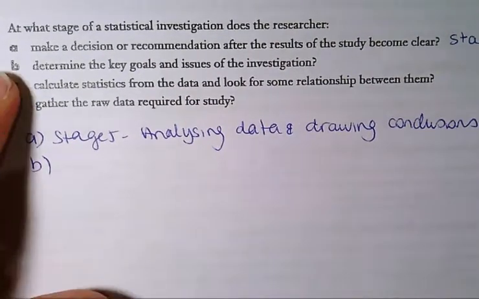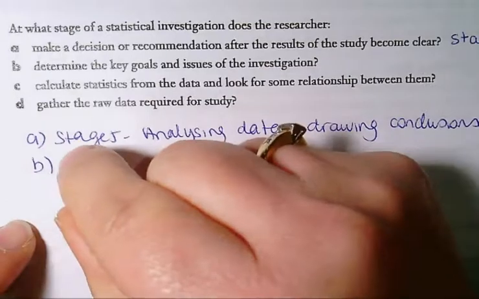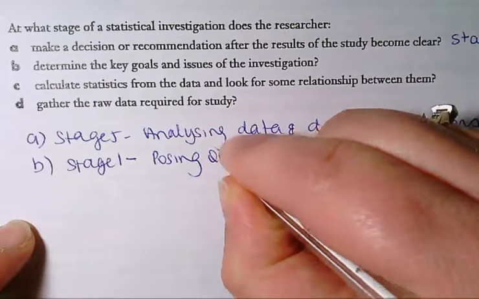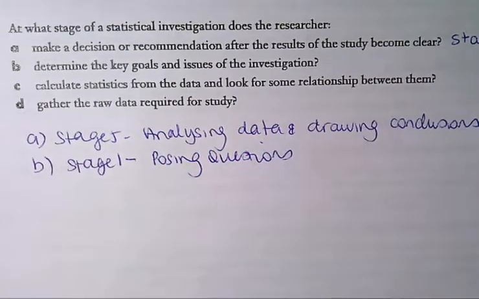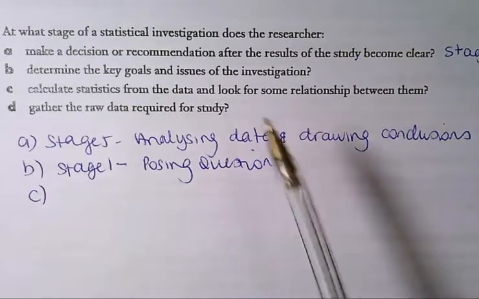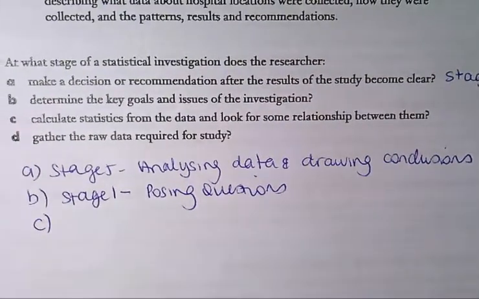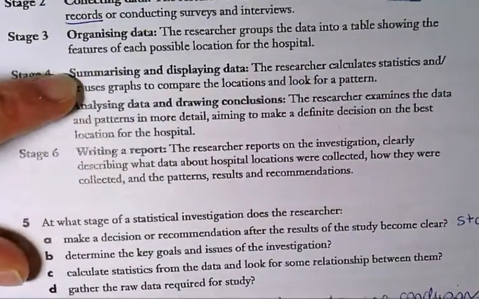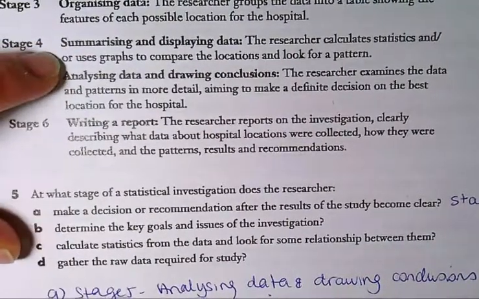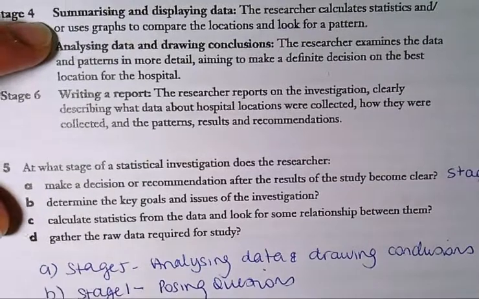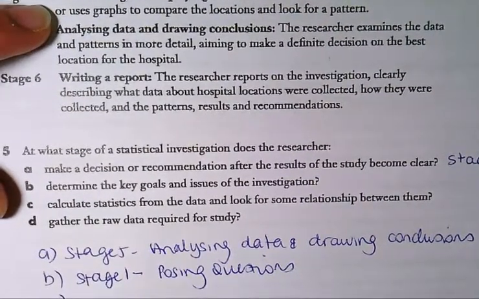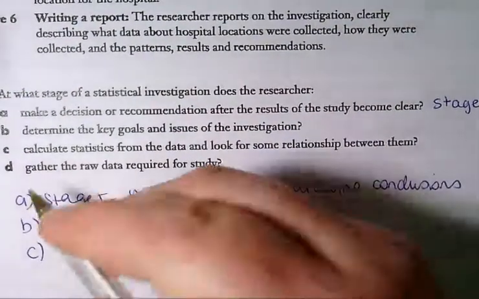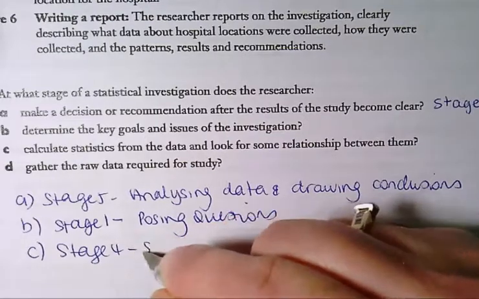Okay, the first one, determine the key goals and issues. That would be in stage 1, posing questions. C, calculate statistics from the data and look for some relationship between them. So once you've organised the data, you'll summarise and display it. And when you summarise and display, that's when you'll calculate your statistics and then look for patterns or some relationship between your data. So that is in stage 4, summarising and displaying.